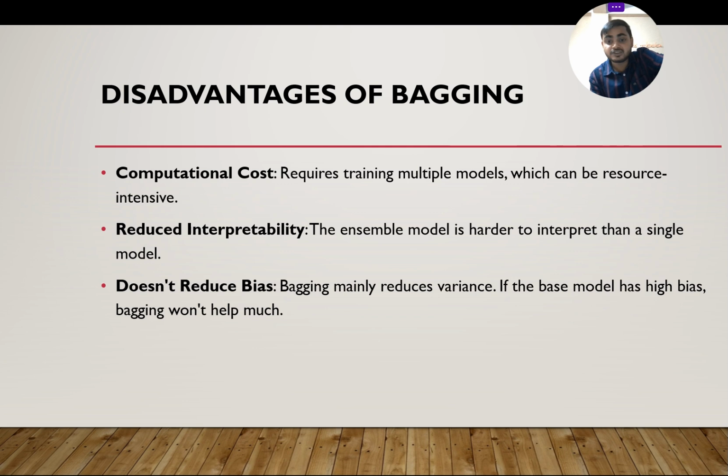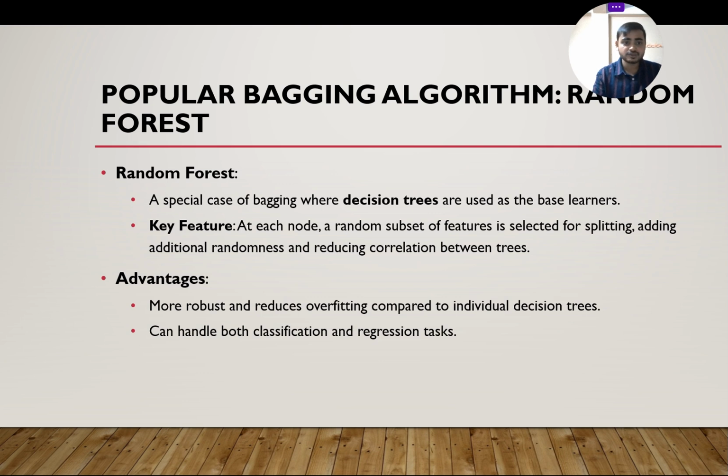Bagging actually reduces the variance, so it's not prone to overfitting, but if your model is prone to underfitting, then your ensemble and your bagging technique will not be up to the mark. That is the main disadvantage of bagging, right? So let's go to the next thing.